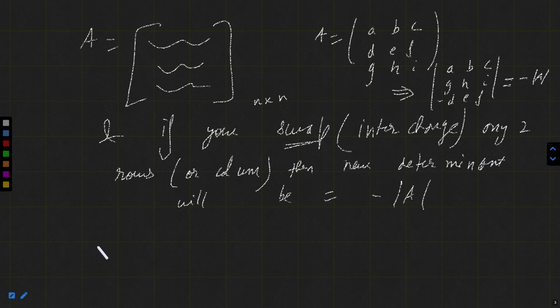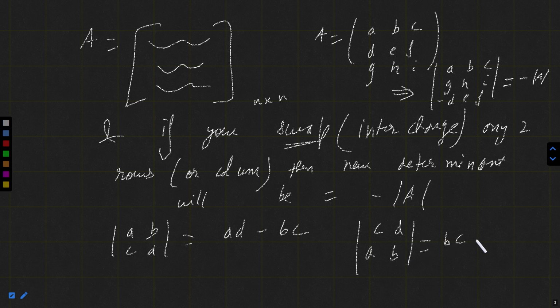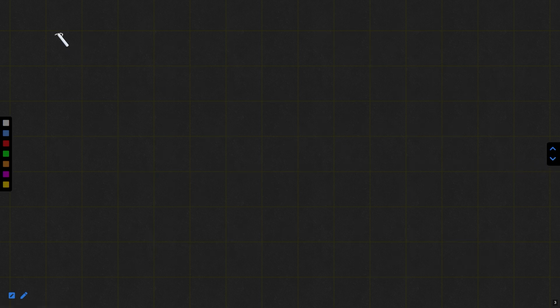For example, in the case of 2 cross 2, take A, B, C, D. You know that the determinant is AD minus BC. Now just swap the rows, so the first row is C, D and the second row is A, B. This determinant will be BC minus AD, which is minus of AD minus BC, and that is just minus the determinant of A. This is a very interesting and very important property.